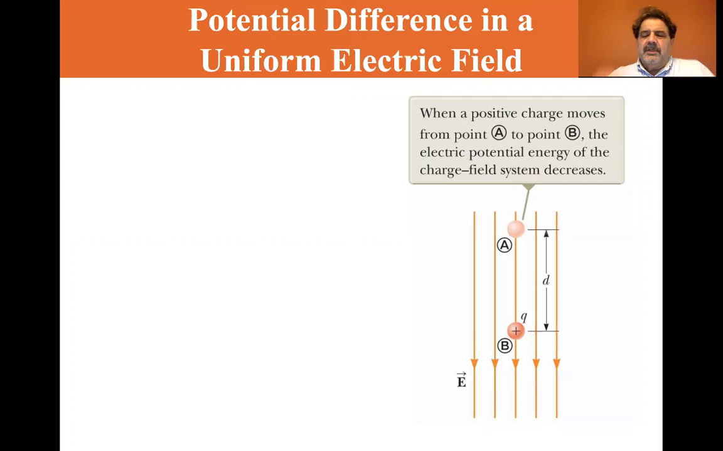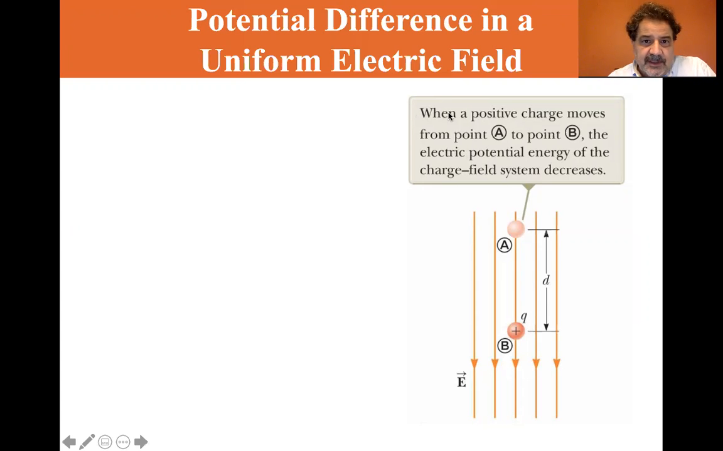In other words, if you consider the charge field system, then the electric potential energy at A is much higher than at B. As work is done to move that charge down, it loses electric potential energy.